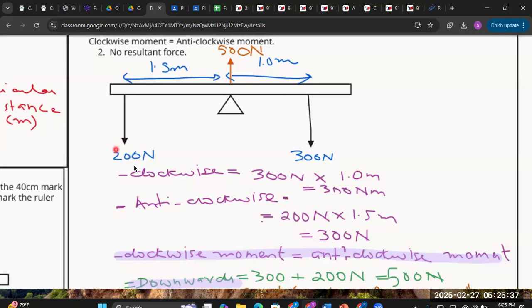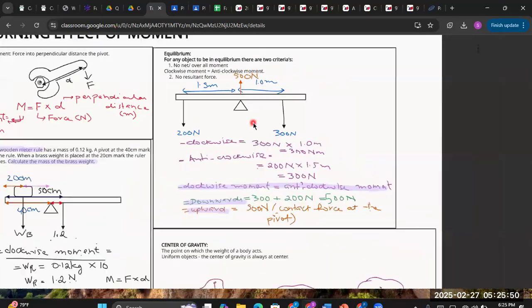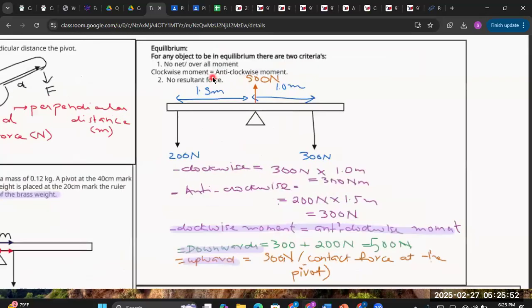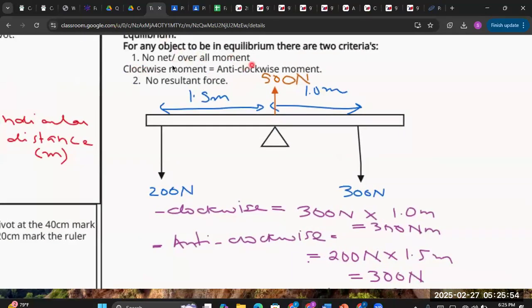On the other side, we have 200. 200 multiplied by 1.5, force into distance. So again, we get 300. So clockwise and anti-clockwise are coming out equal to each other. So at least the first option is correct. There is no net or overall moment.